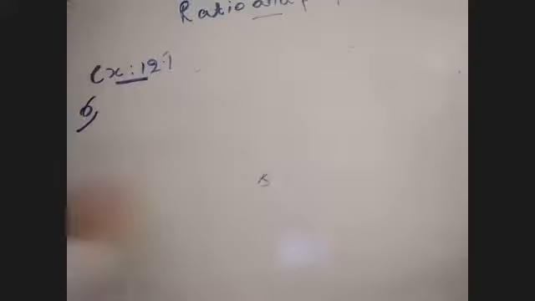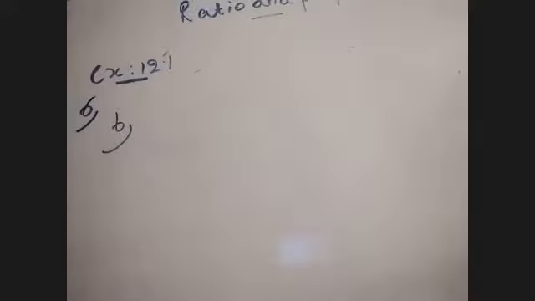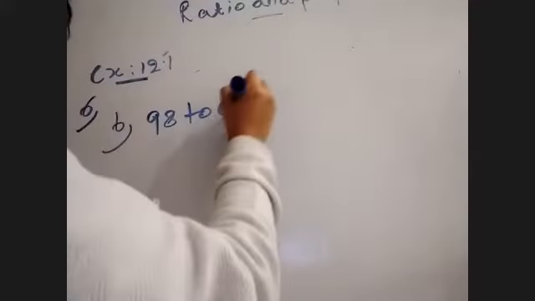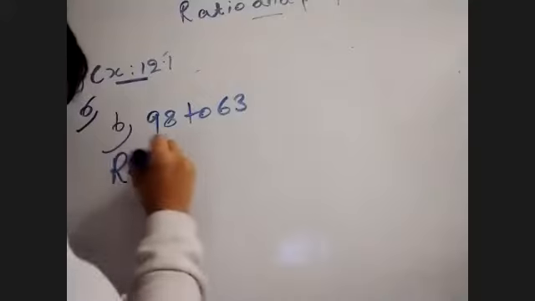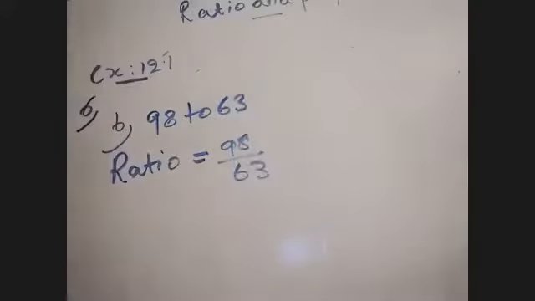Now let's see the B question. What does the B question say? B is 98 to 63. So the ratio will be 98 by 63. Now you cannot divide by 3 this time because 9 plus 8 is 17, so it cannot be divided by 3. So which number can you divide it by? You can divide it by 7.